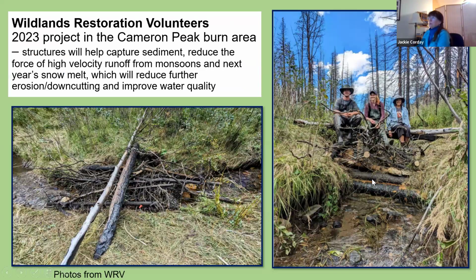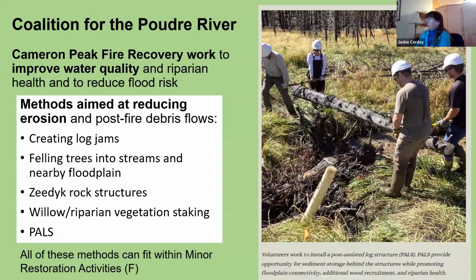So I love this picture from Wildlands Restoration Volunteers of one of their projects. You can see this is what they've done. They've basically stacked a lot of large woody debris into the stream to stop that erosional debris flow coming down, and it'll pause behind this and start reconnecting this incised stream, doing double duty of filtering out those pollutants and also reconnecting the stream. Here's another picture from the Coalition for the Poudre River.